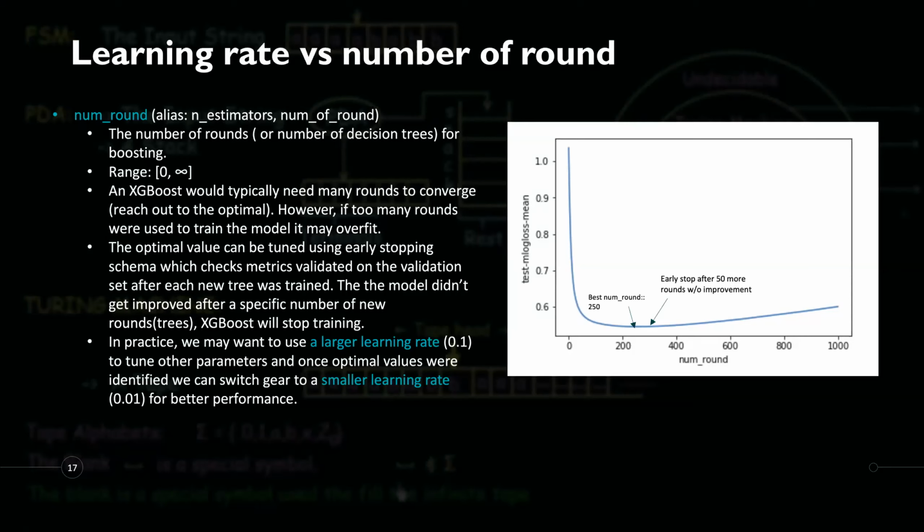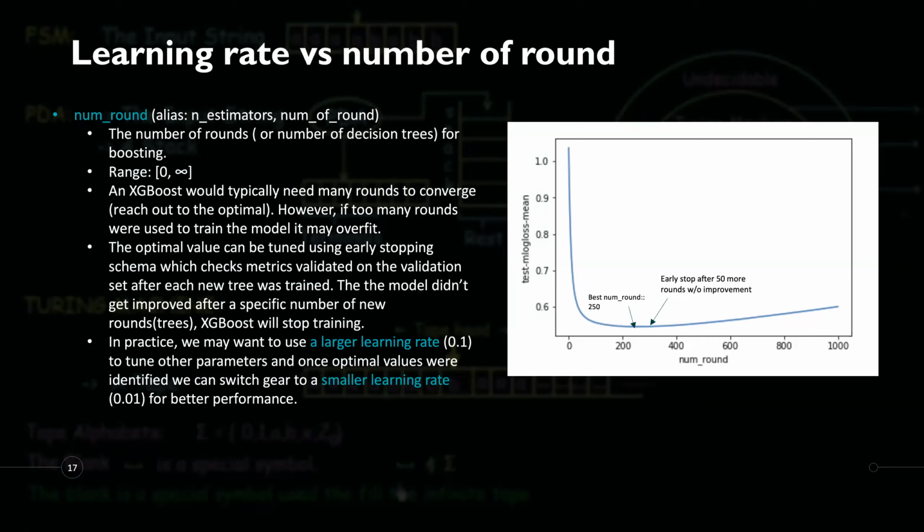If we train a model one time with 100, and train the model again with 200, and again with 300, that is not ideal, right? Because if we've already trained the model with 100 decision trees added, why can't we just continue training it? Therefore, a very useful technique called early stopping can be used to help us determine the best number of rounds.